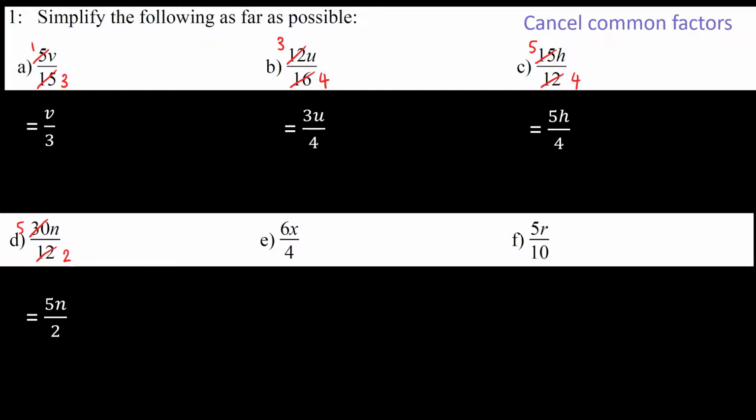When we have a 6 and a 4, the highest number we can take out is a 2. So we halve both of them. And we end up with 3x on 2. And with F, we have a 5 and a 10, which means we can take out a 5, which gives us R over 2.